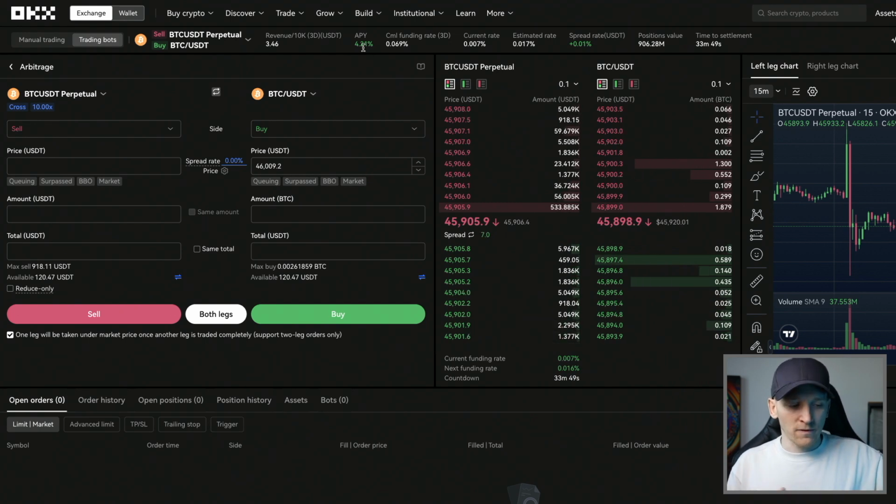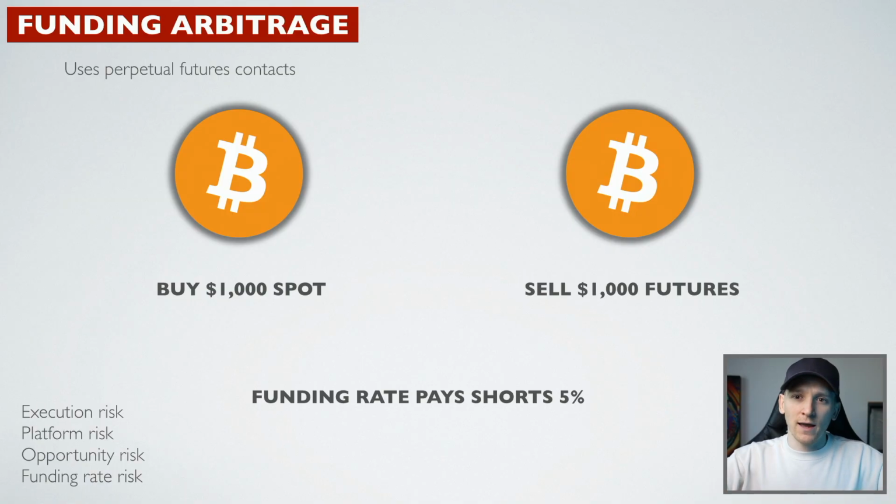For Bitcoin, 4%. So how do we actually go ahead and trade this? Well, for right now, funding is positive, which means longs are paying shorts.